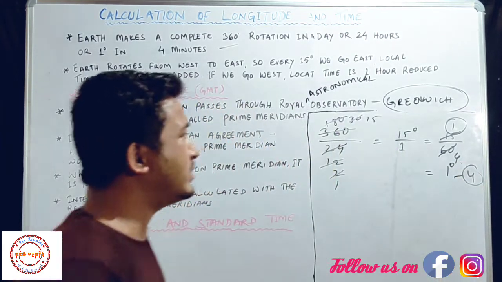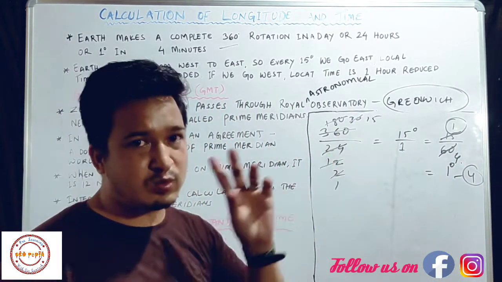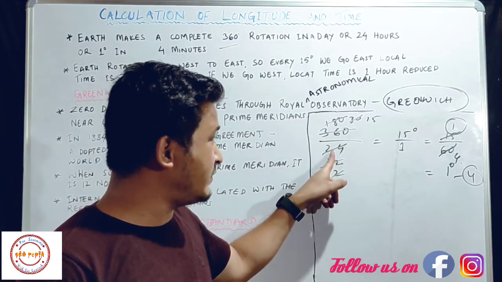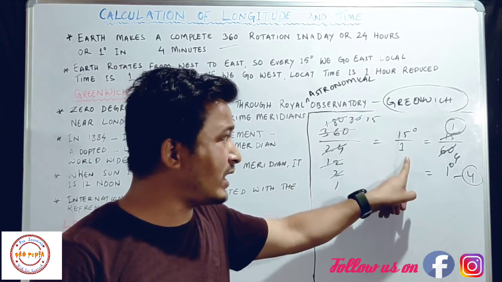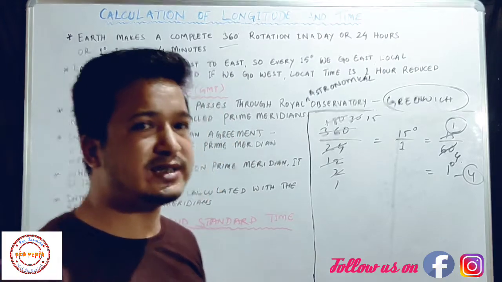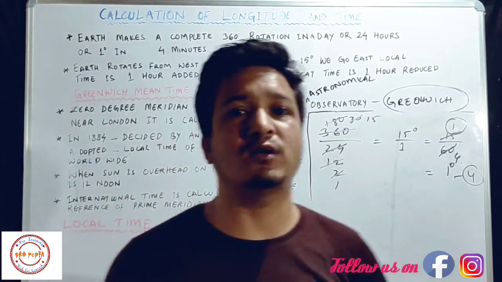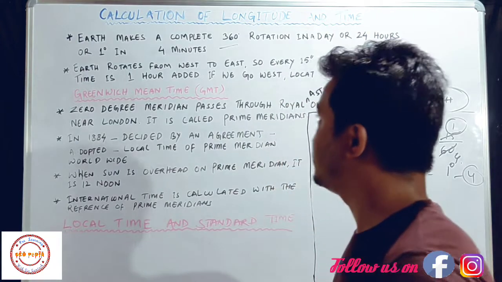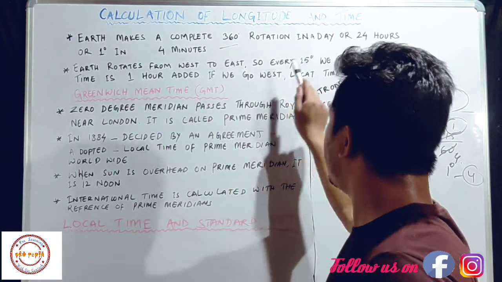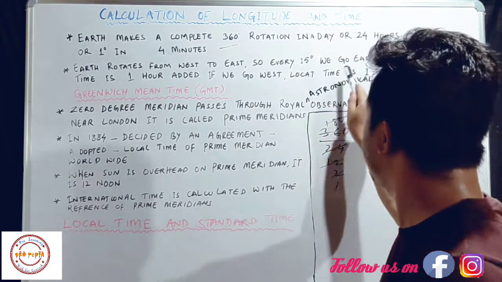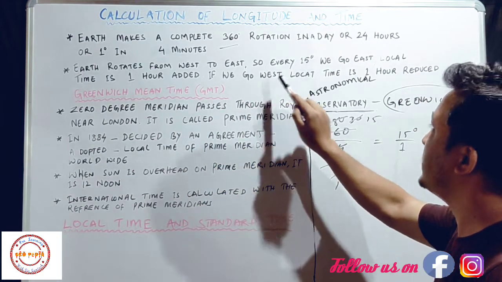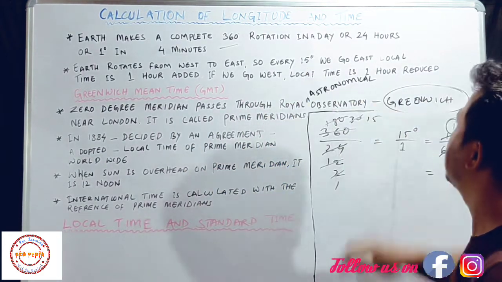Okay. So Earth rotates 360 degree, that is, it completes one rotation in 24 hours, or 15 degree in 1 hour, or you can say 1 degree in 4 minutes. Okay, so this is the movement of the rotation of the Earth. Now next, Earth rotates from west to east. So every 15 degree we go east, local time is 1 hour added. If we go west, then local time is reduced.